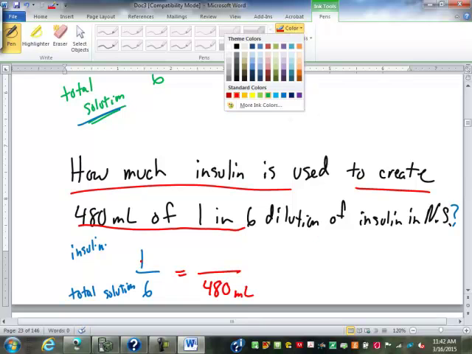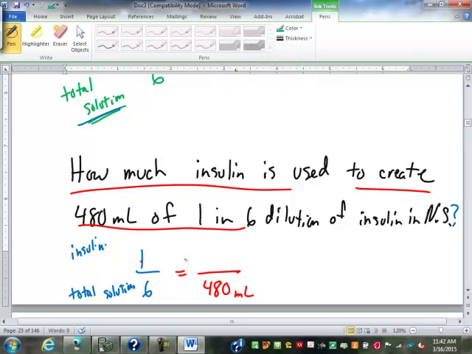So now that we're only missing one number in our proportion, we can cross multiply and divide. 1 times 480 divided by 6 is going to give us 80. And of course the units on that, since these are ratios, the units on the top number have to be the same as the units on the bottom number. So that'll be 80 milliliters. So it requires 80 milliliters of insulin to create that 480 milliliters of the 1 in 6 dilution.